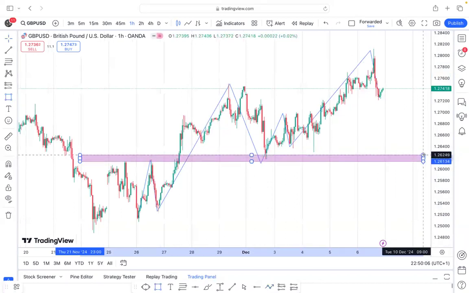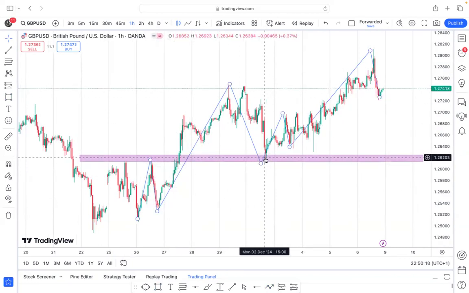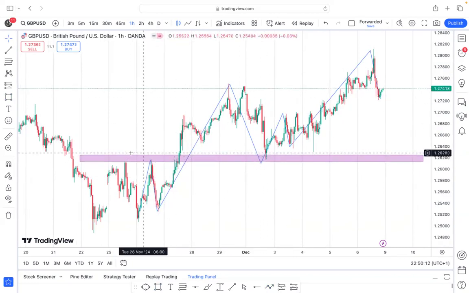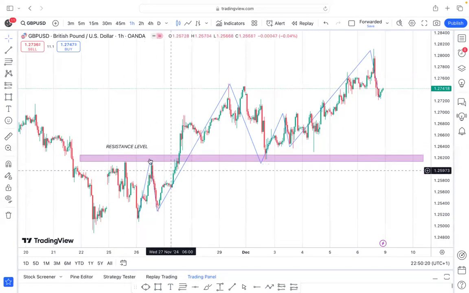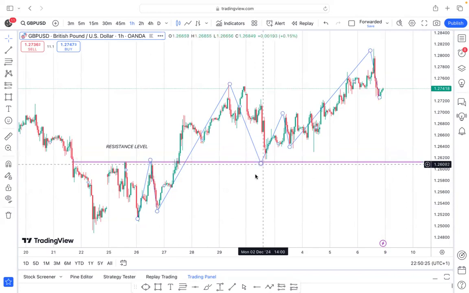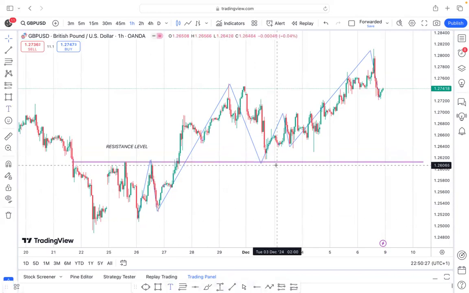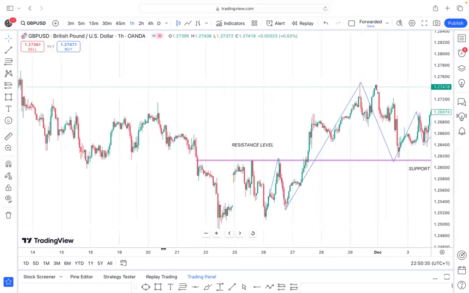If you extend it to the future, consider price broke it with a green candle like this, came back and tested it. That resistance level, after being broken, turns to a support level right here. Same goes for everything.